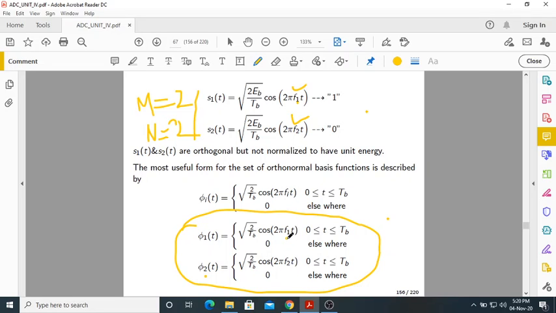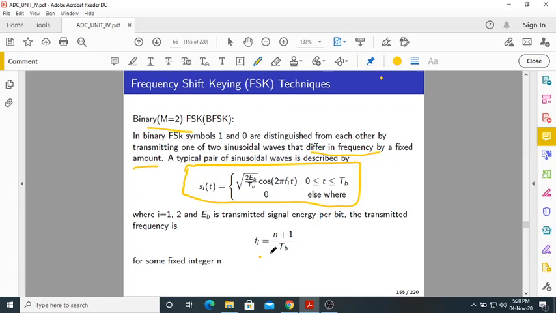Furthermore, you have to choose these two frequencies such that these two are orthogonal to each other. That is your criteria. That is your duty. Your duty is to choose f1, f2 such that these two are orthogonal to each other. So how to choose f1, f2? Fi equal to (n plus i) by Tb. F1 equal to (n plus 1) by Tb.